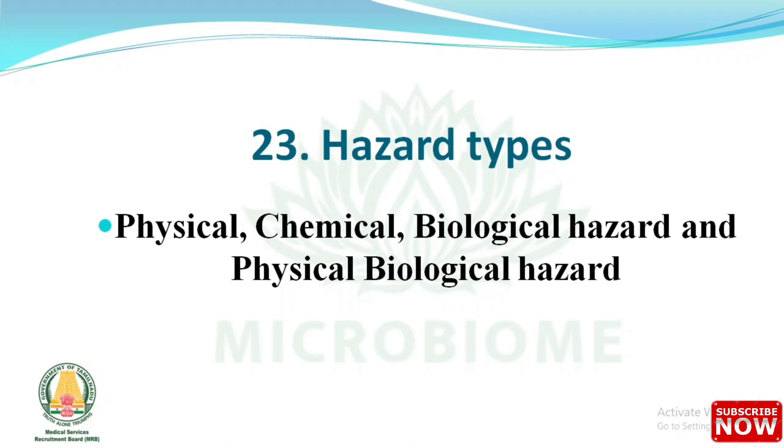And second about chemical hazard. It is of poisonous substances in food, that is pesticides, additives or cleansing agents. And then about biological hazard. It is germs present in food, that is bacteria, parasites, viruses, fungi and biological toxins.